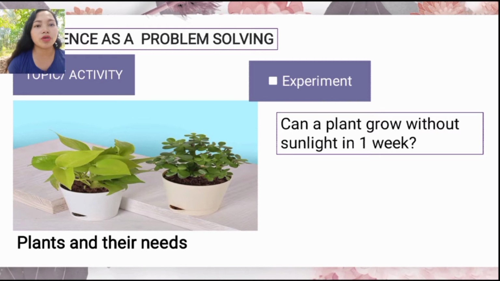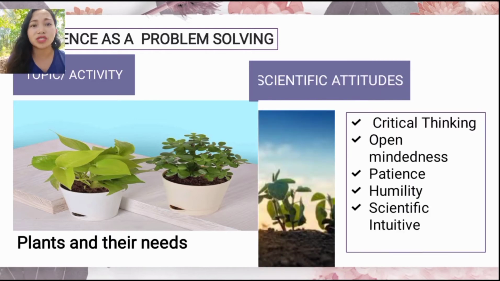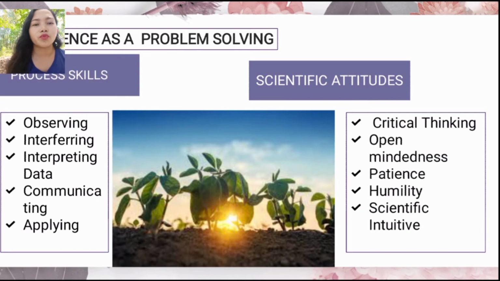So for problem solving, a very suitable activity is, let's say for example, if we're going to have a topic, plants and their needs, of course, children may ask, can a plant grow without just one of the needs of the plant? For example, can a plant grow for a week without sunlight? So of course, as a teacher, you are going to encourage them. Okay, let's try. Let's see if the plants survive without sunlight for 1 week.